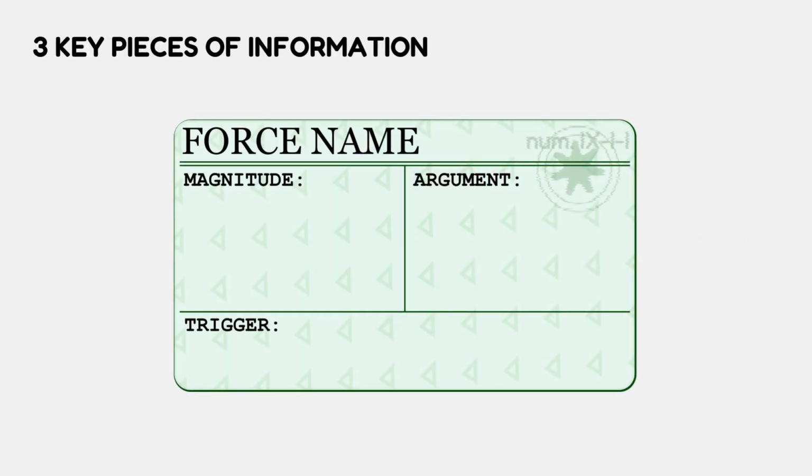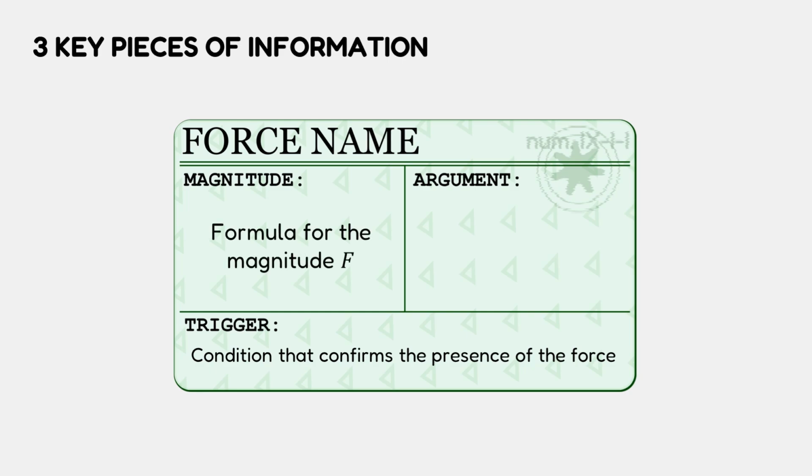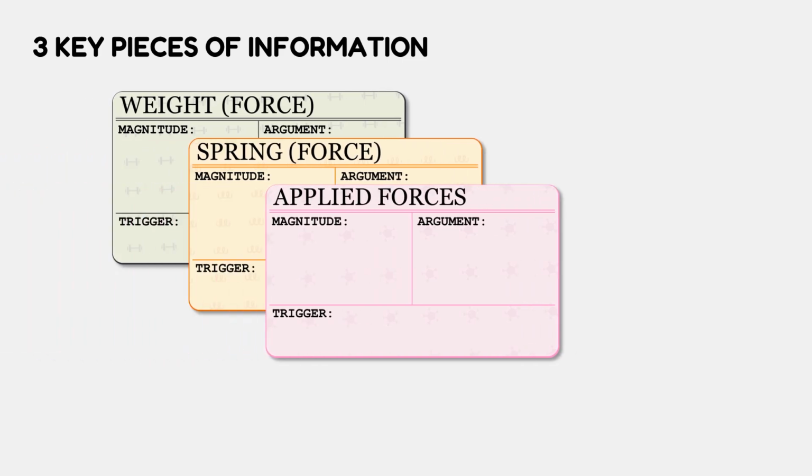The ID cards we are going to build contain precisely the trigger condition, the formula for the magnitude f, and the direction angle alpha relative to the reference semi-axis, RS in short. You need 3 cards to get started: the weight force, the spring's restoring force, and applied forces. Later in your studies, you will encounter other forces, but these won't invalidate the method. You'll simply need to create an ID card for that new force and add it to your collection.